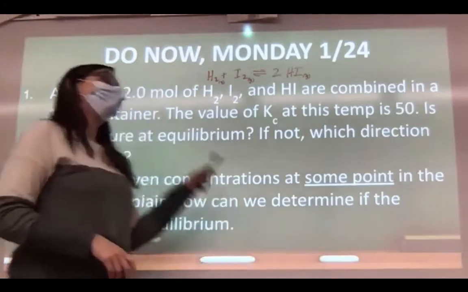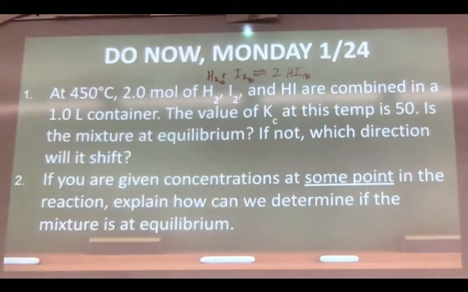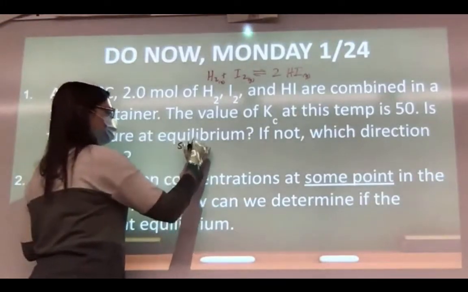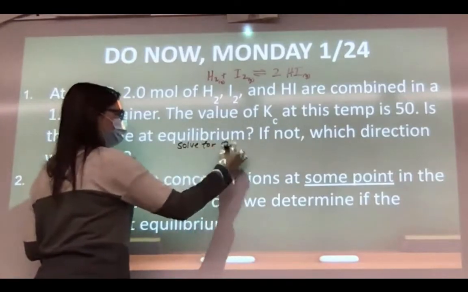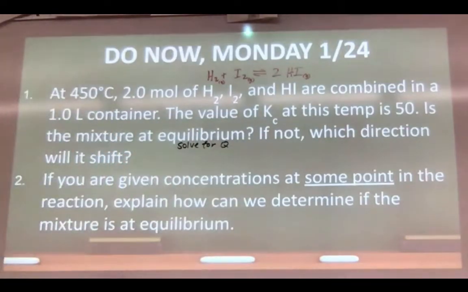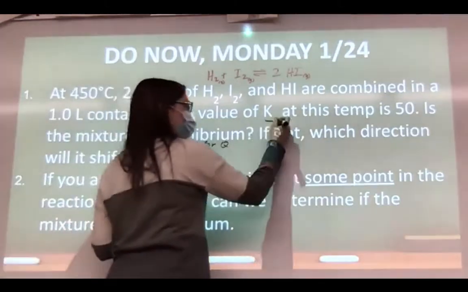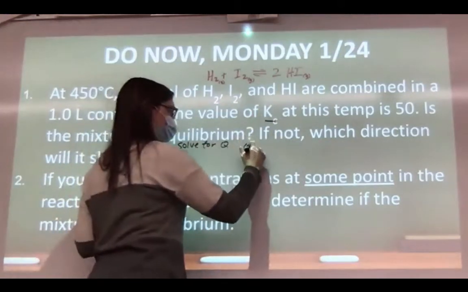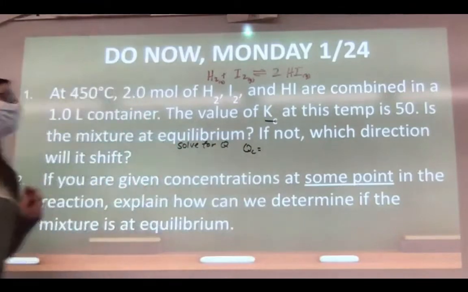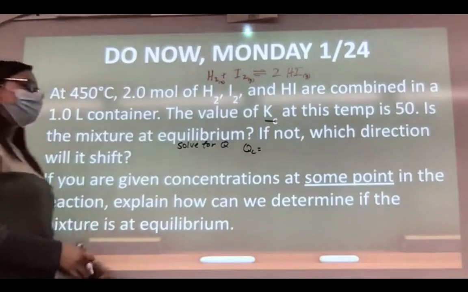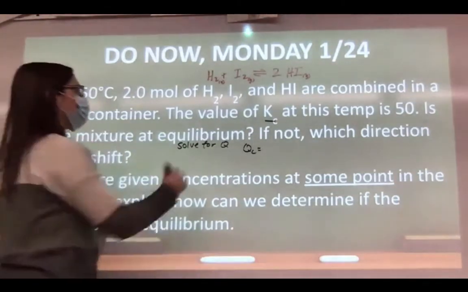So remember, if we don't know if it's at equilibrium or not, that's a Q versus K problem. So is it at equilibrium? That tells us to solve for Q. Now remember, Q is calculated the exact same way as K is. So if they give us Kc equal to 50, that means we could solve for Qc. Again, same way, products over reactants. You can only have gases and aqueous solutions.